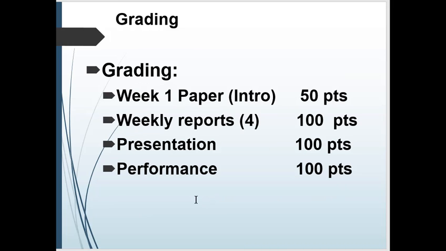How this is ultimately graded is like this. There are 50 points for the very first paper. We'll talk about that when we actually get into the coursework. Every other week, starting with week 2, you're going to write a weekly report. There's a picture of that coming up in a second. You're also going to do a presentation at the end of the term for 100 points, and your performance at the end is also worth 100 points.